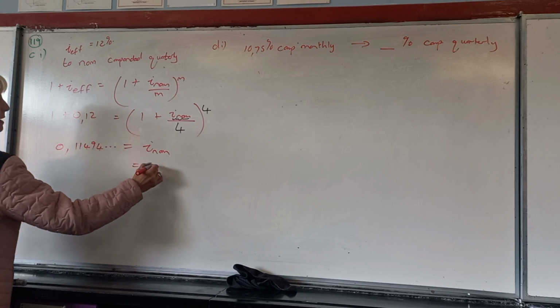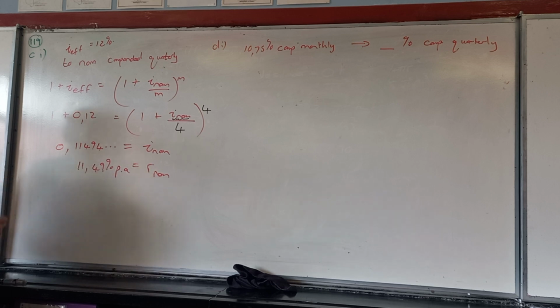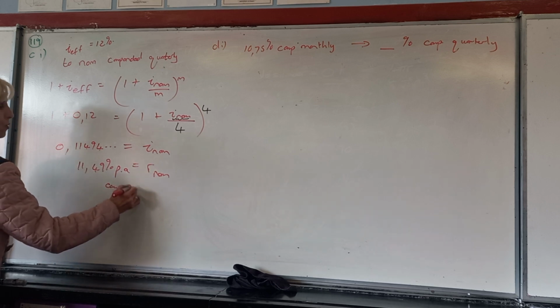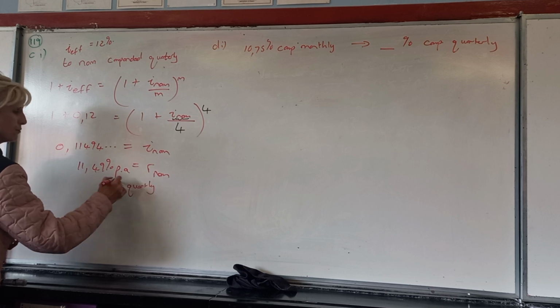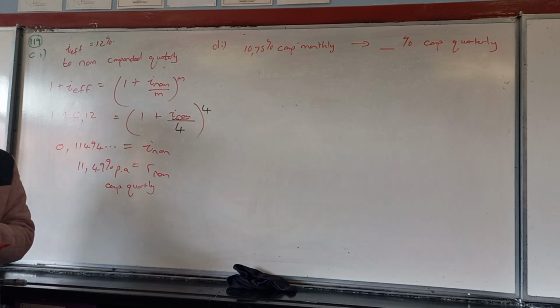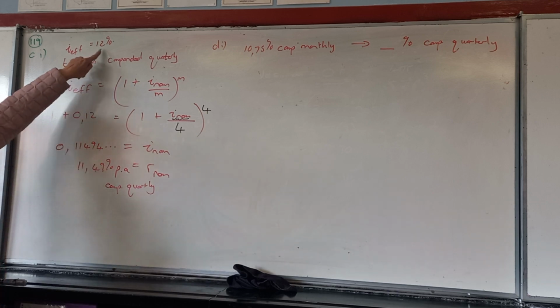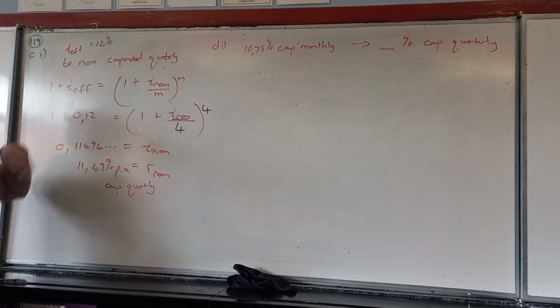Okay, so that my r nominal would be 11.49%, and I know that that is per year, per annum, but it's compounded quarterly. Now you don't have to write all of that there. I just wanted the answer to be 11.49, but so that you know, nominal is always per annum, and then I have to say how it was compounded. In effect, you get a little bit more, which was true here.